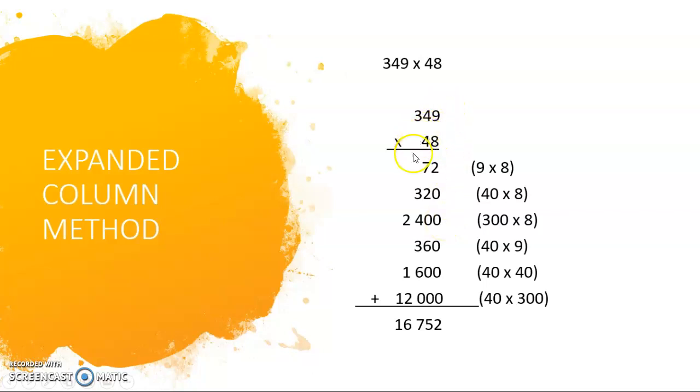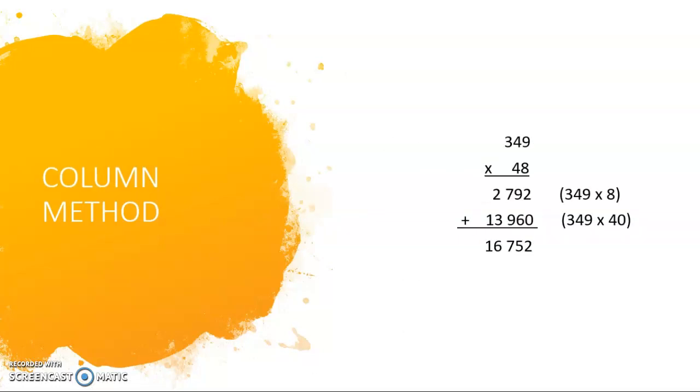Next up, we are moving to the 4, which is actually 40, because it's standing in the place of the tens. 9 times 40 is 360. 40 times 40 will give me 1,600, and 300 times 40 will give me 12,000. Then I need to add all of these numbers, and once again, I have an answer of 16,752.